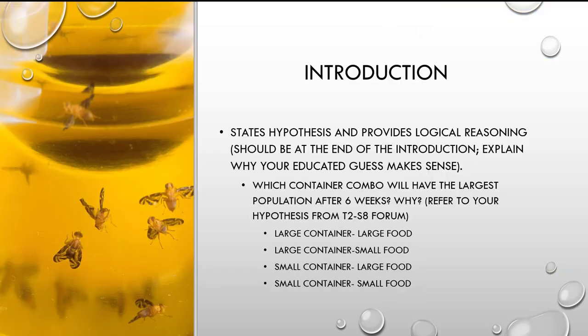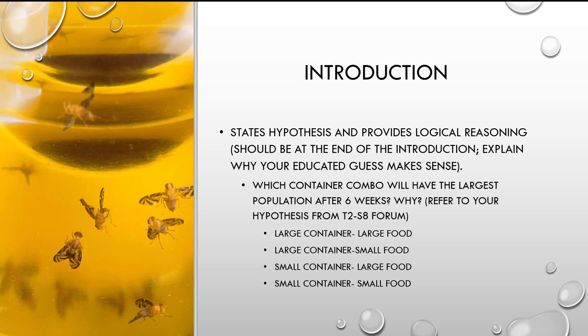Now, we need to include a hypothesis. So, towards the end of our introduction, we'll need to state our hypothesis and provide logical reasoning. Basically for this, the question again was, how does space and amount of food affect the growth of a fruit fly population? So essentially what we're answering is, which container combination will have the largest population after the 6 weeks?